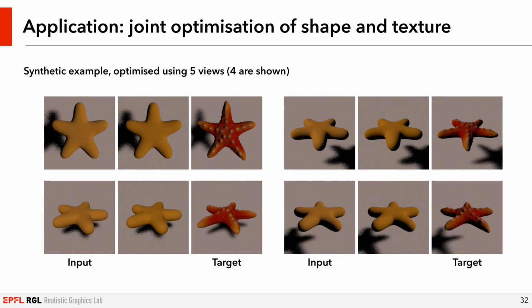To validate our differentiable renderer, we solved challenging inverse rendering problems. In this example, we rendered an object using 5 different points of view, and we reconstruct the shape and the texture of the object from these 5 images. We jointly optimized the displacement of the surface and the texture using a coarse-to-fine approach to avoid local minima.